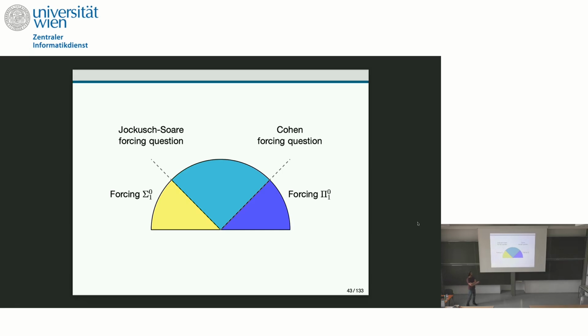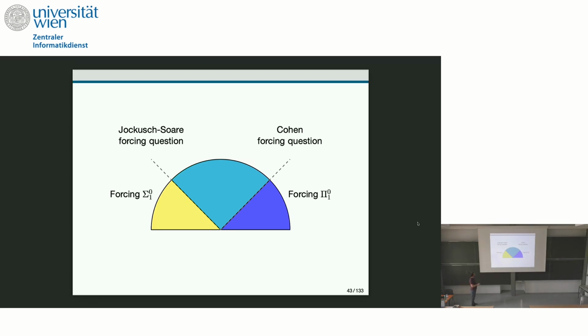And so a forcing question is just a dividing line which belongs to this blue side, and which decides between these two. And so in the Cohen side, how did we define the forcing question? We were saying, is there an extension so that I can satisfy my Sigma_1 property? So in some sense, it was saying, is there any way to satisfy my Sigma_1 property? And it was answering no if there is no way to force it.